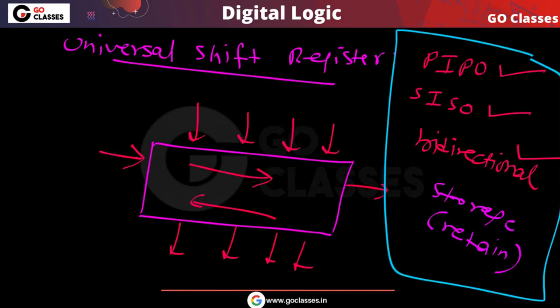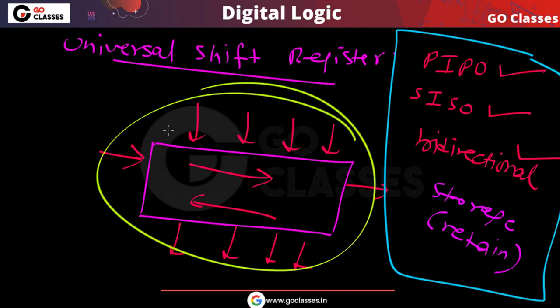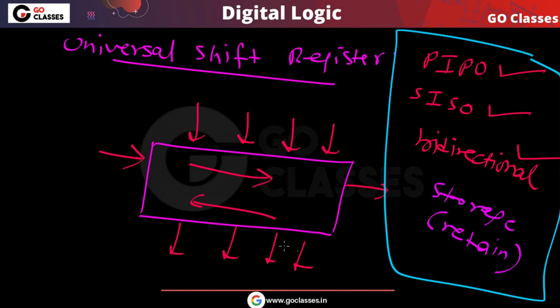So you can notice what I'm saying about the universal shift register. The name is telling you what it means: it is universal, meaning all the functionalities that you have seen so far are present here, and we should be able to control it.